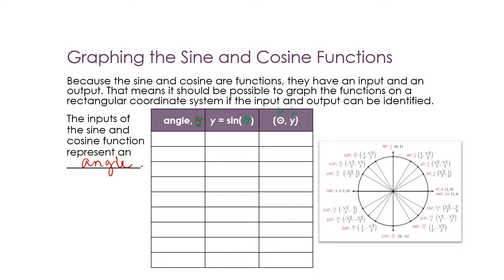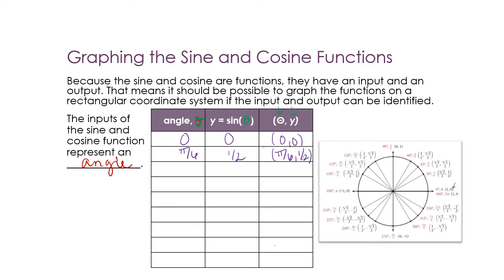So let's do some angles. When our angle is 0, we're right here. Again, sine is the y value, so the y value at the angle of 0 is 0, which gives us a coordinate point of 0, 0. When we're at the angle of pi over 6, the y value is 1/2. So that coordinate point is going to be pi over 6, 1/2.